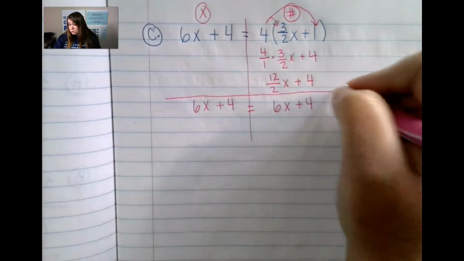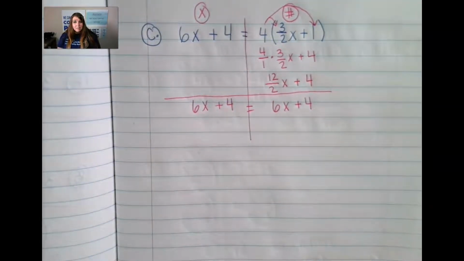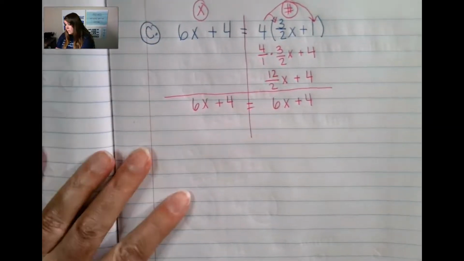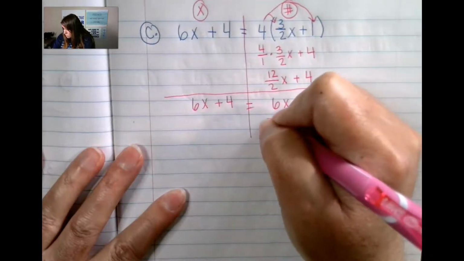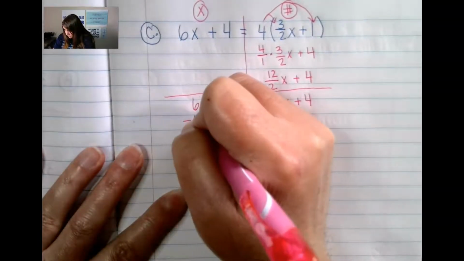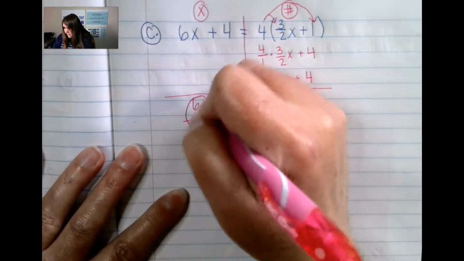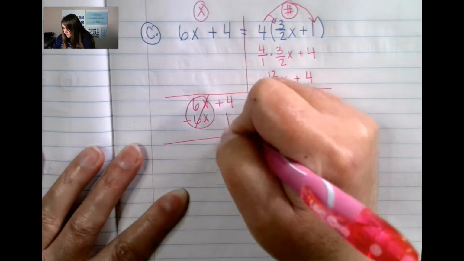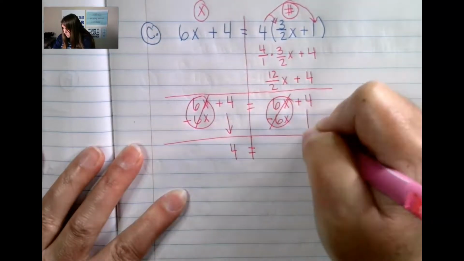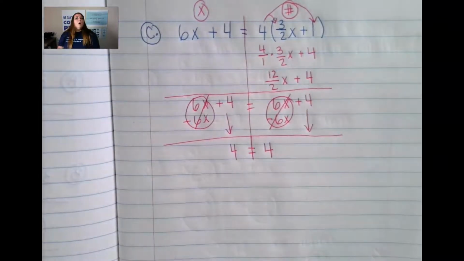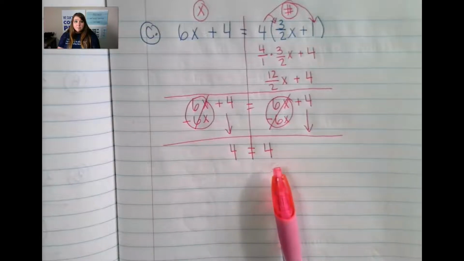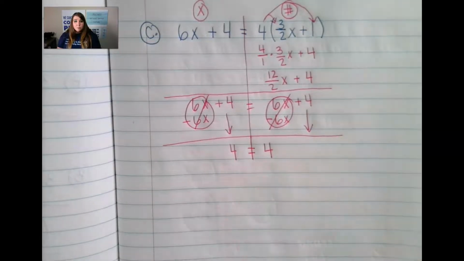So now let's look at this and see what happens when we get x's to one side, numbers to the other. So I'm going to start with minus 6x, minus 6x. Okay, my letters, my variables are gone. I need to drop down what's left. I have 4 equals 4. Oh my gosh, this is true. 4 really does equal 4. So this problem right here is called infinite.